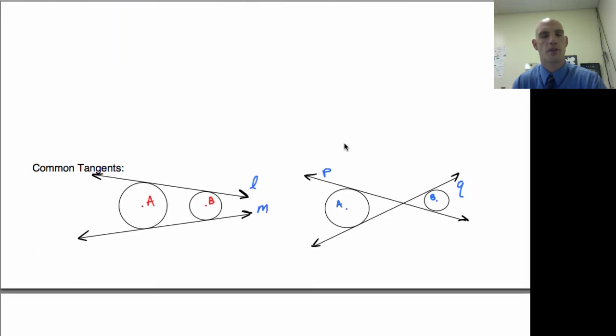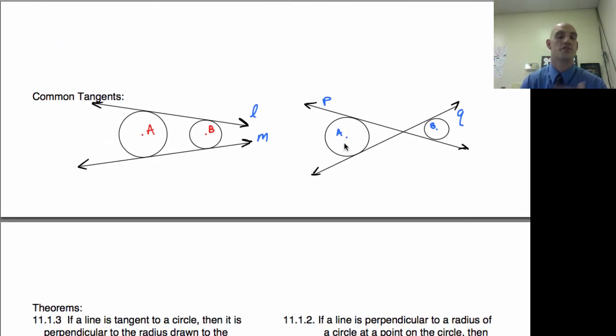If we move down to the next part, it talks about common tangents. There's two ways that this can occur. We have two circles, and if we've got two lines that are on the outside, meaning they don't cross or go between the circles, these are called external, and these are called internal. So those are just a kind of definition of those things.